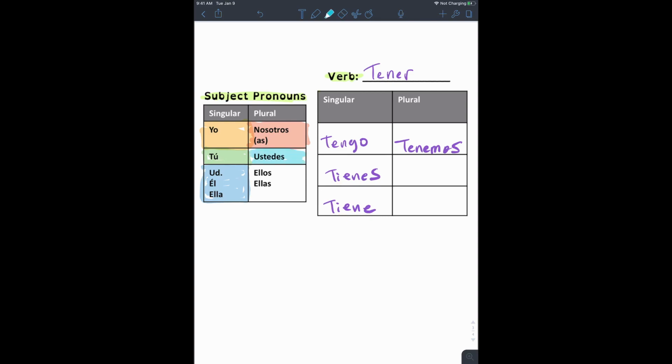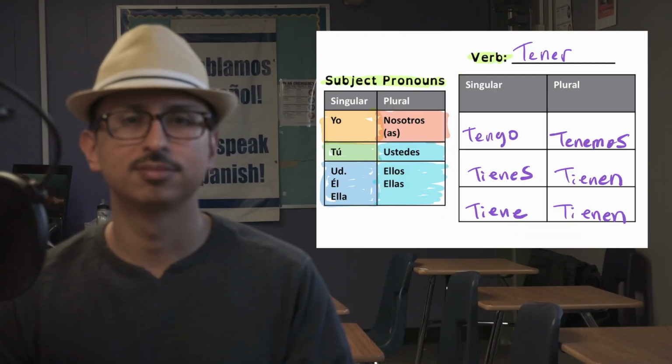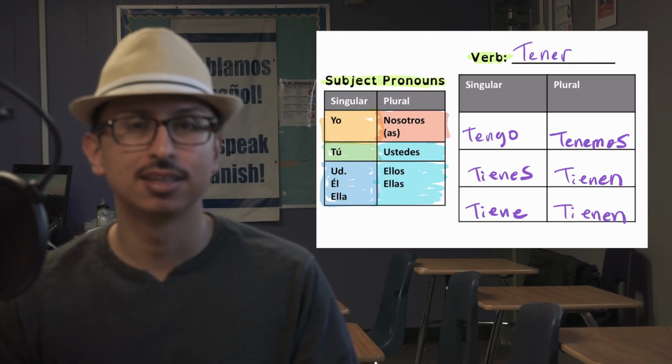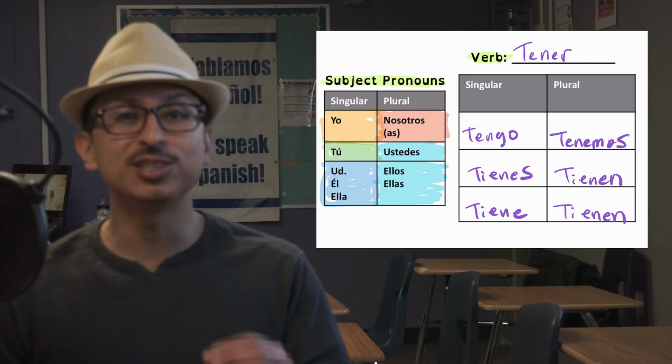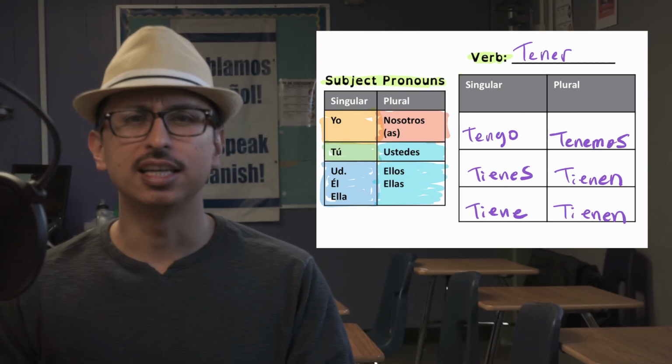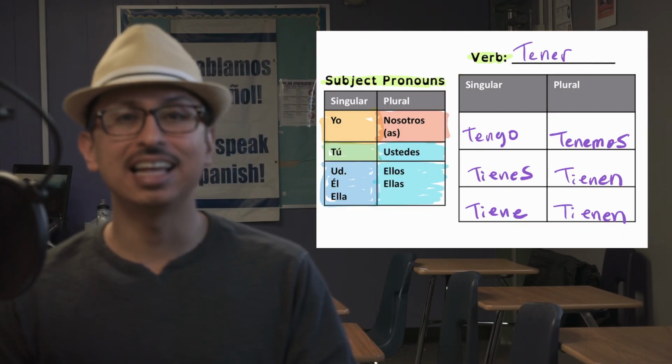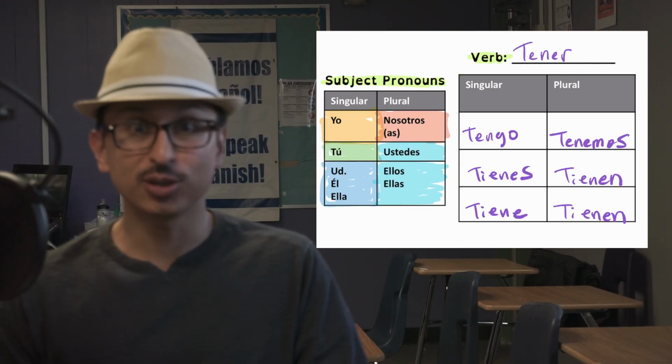In the ustedes form, tener changes to tienen. And finally, in the ellos and ellas form, even though these are different subject pronouns, we use them to refer to different people. Tener is exactly the same as the ustedes. It's tienen. So there it is, conjugating tener according to our subject pronouns. Very simple, right? It'll be a good idea to memorize these in that order too. Tengo, tienes, tiene, tenemos, and tienen. Let's look at some examples now.